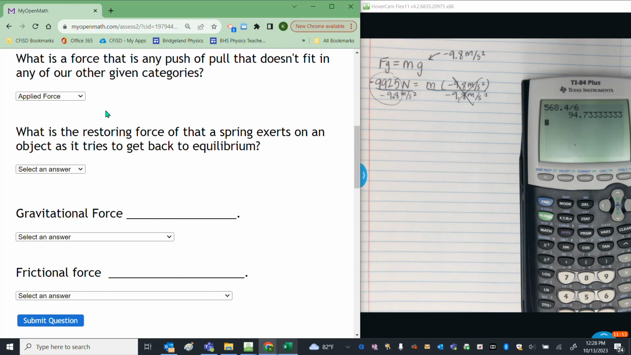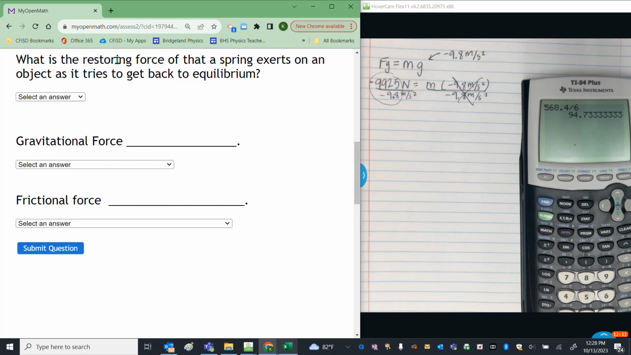Typically the question will say, Tom pushes a box with 5 newtons of force to the right. Okay, and so the applied force is oftentimes applied by a person, but again, it could be any push or pull. It doesn't have to be from a person, and it won't fit into those other categories typically.